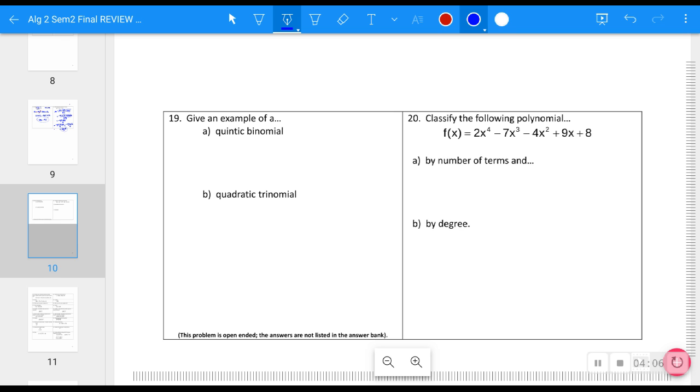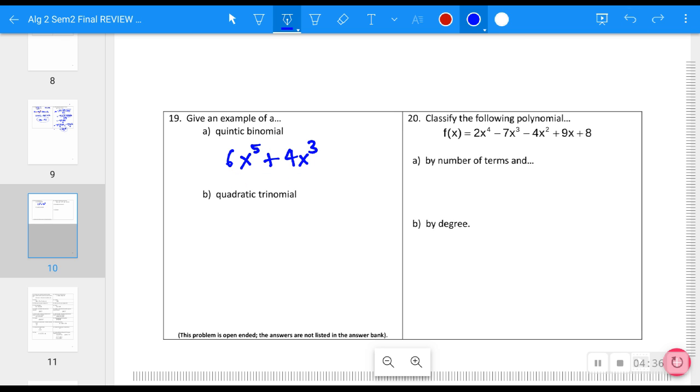Give me an example of a quintic binomial. Well, to make it quintic, let's put an x to the 5th there and make it fancy by putting a coefficient. And I need one more term. It can be anything. Let's do 4x to the 3rd. It's quintic because of the 5th power there, and that being the highest exponent. And it's a binomial because when you chop it up here, there's two parts to it. There's the first term and the second term.